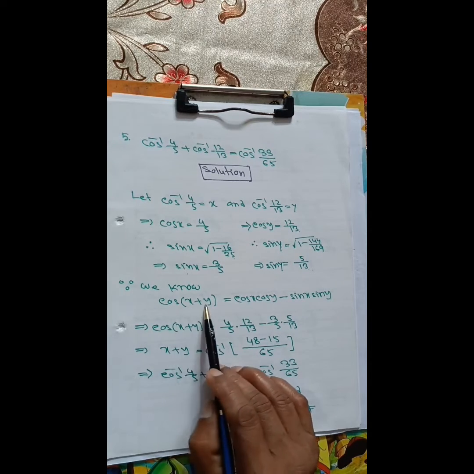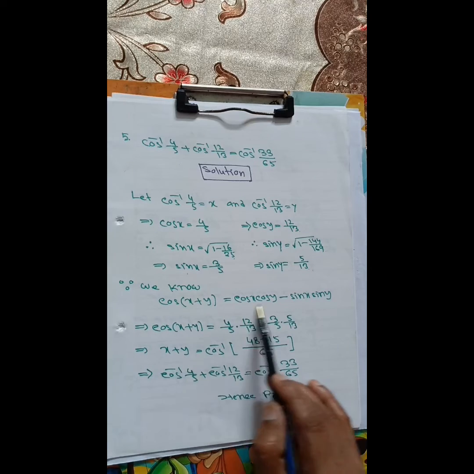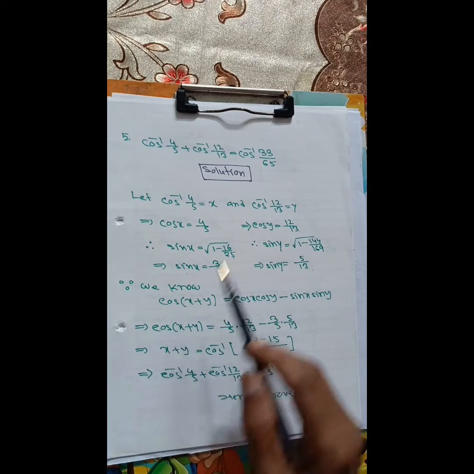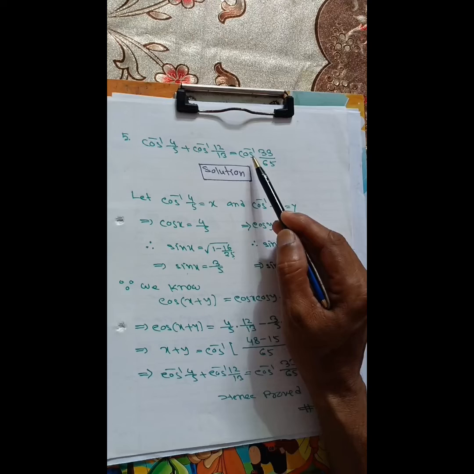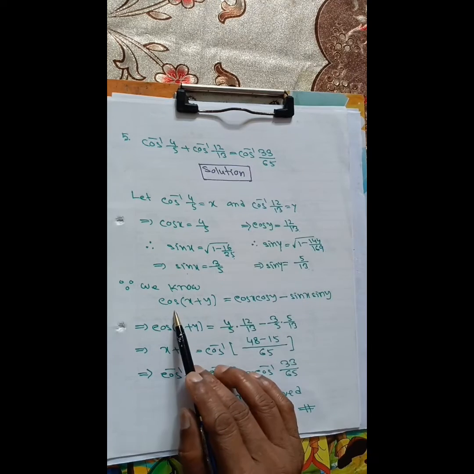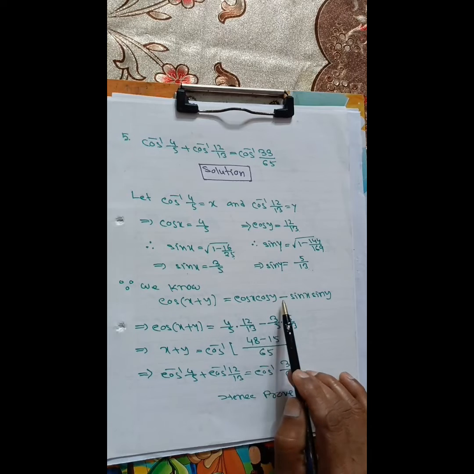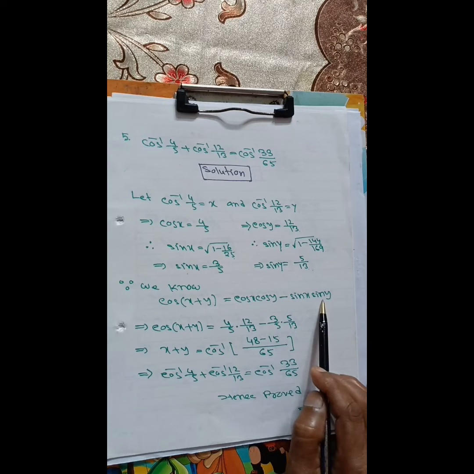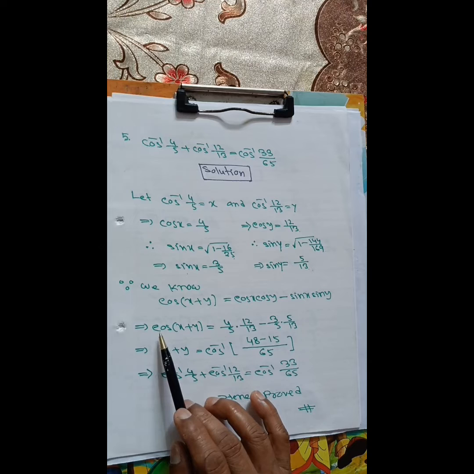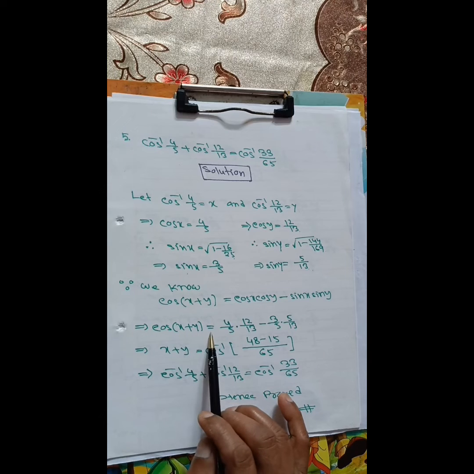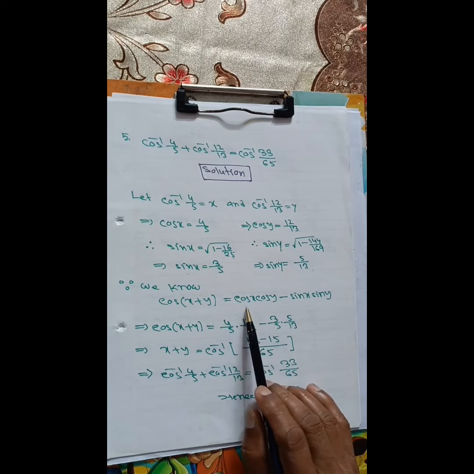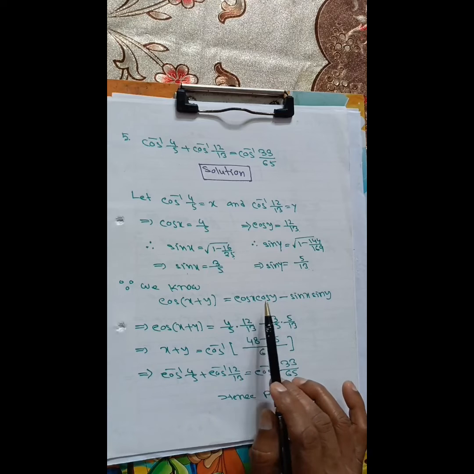cos x plus y is equal to what? Why do we have to write this formula? Because on the right hand side there is a cos inverse, so we have to write cos. Cos x plus y is equal to cos x cos y minus sin x sin y. Then we have to write the values of sin x, sin y, cos x, cos y.